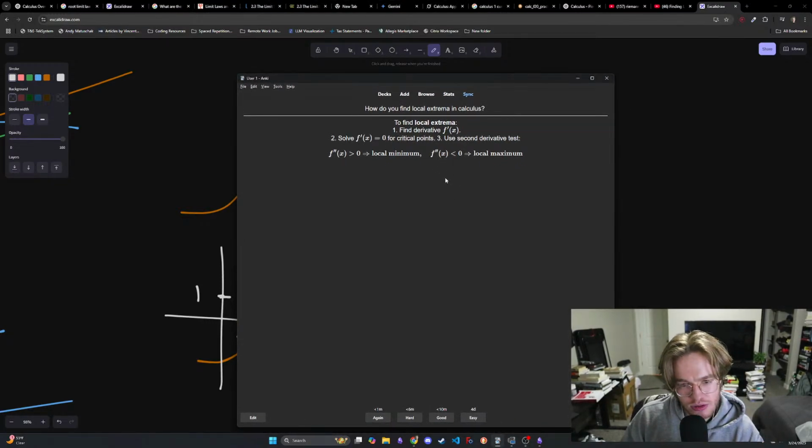Okay, so use the second derivative test. Okay, so these are critical points. Local extrema are critical points, minimums, and maximums.